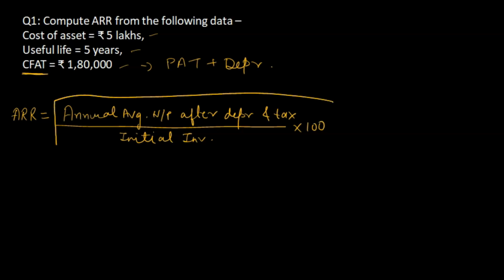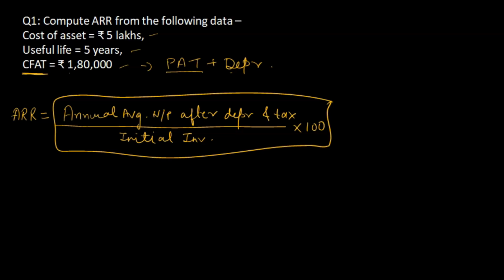This is the formula. So first we need annual average net profit after depreciation and tax. We have this profit 1,80,000, but here depreciation is added, it is not deducted. We need after depreciation and tax. This is profit after tax but before depreciation. So we have to deduct depreciation from this profit, then we will get net profit after depreciation and tax. Here depreciation is not given anywhere in the question, but you can find it out easily.